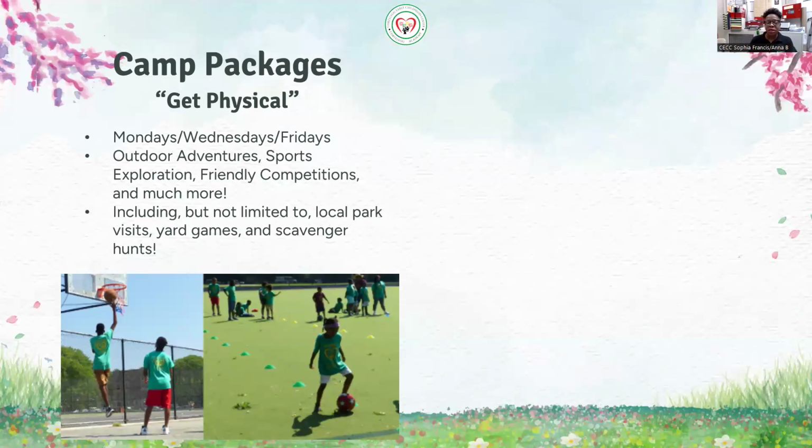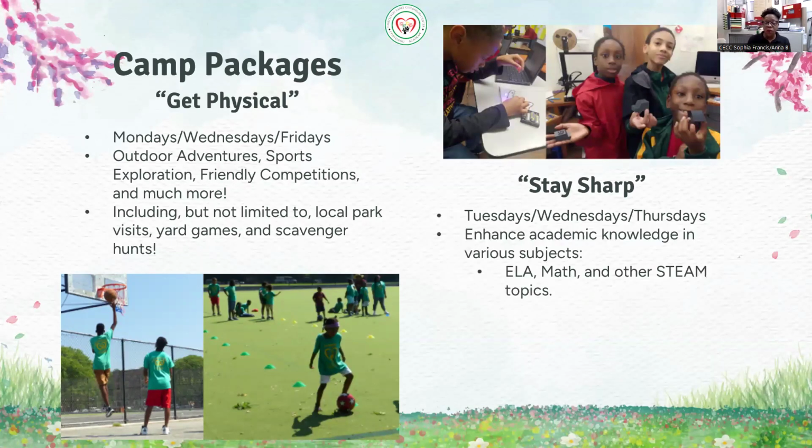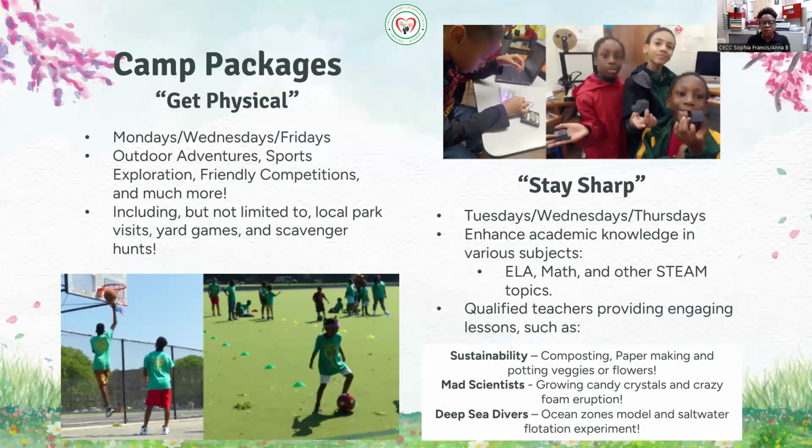We call it Get Physical because people are doing different things and you may want different parts of camp. While we wanted to make it flexible like that, we wanted to ensure that if some parents work remotely and have come up with a plan to take them to the museums on certain days, you can choose a Monday, Wednesday, Friday package or a Tuesday, Wednesday, Thursday package, which would be the Stay Sharp. If you're doing all of these different activities with them, maybe you just want to benefit from Tuesdays, Wednesdays, and Thursdays when we enhance the academic knowledge in the various subjects. We have the ELA, that's English Language Arts. We have the math, and we also have the STEAM with the science, technology, engineering, arts, and math.